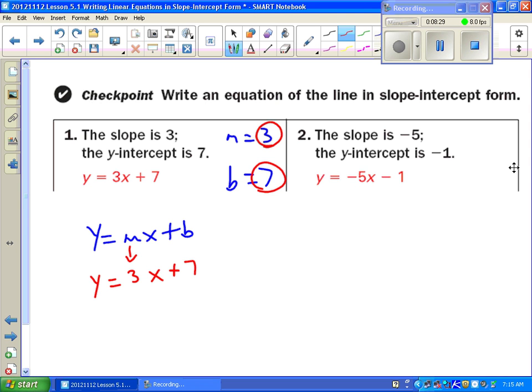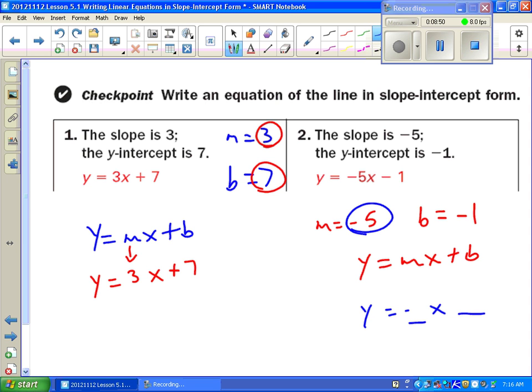And then the last one for that checkpoint says the slope is -5, so m equals -5, and your y-intercept is -1, so b is -1. Again, y equals mx plus b. Leave y, equals, and x, then plug in something in place of m, and something in place of b. We have an m of -5, so y equals -5x, and plus b, plus a -1, which is the same thing as -1. So y equals -5x minus 1.